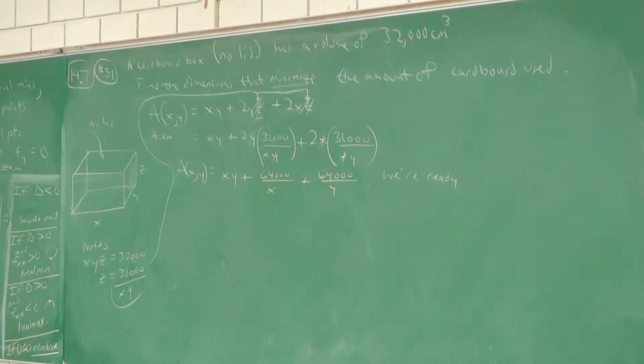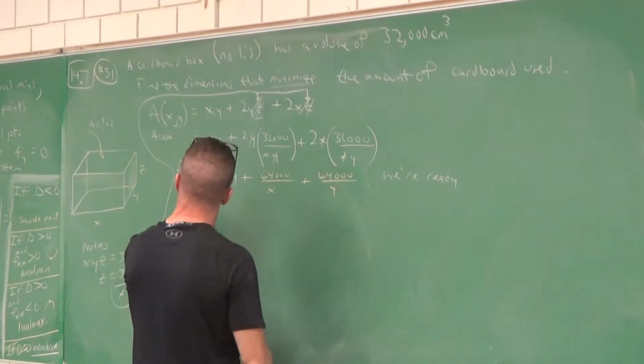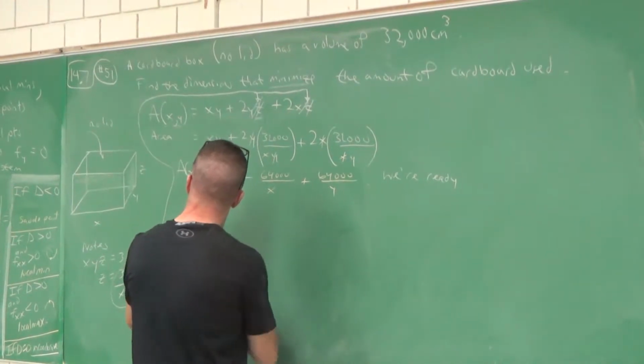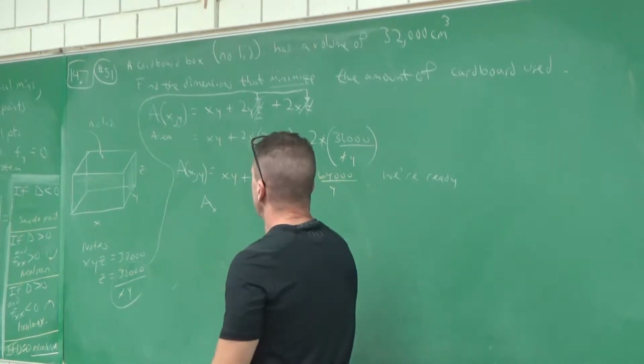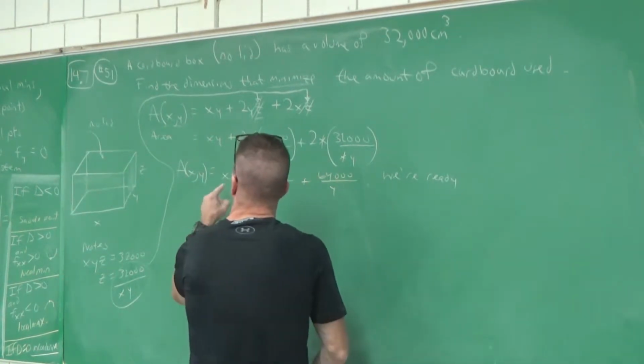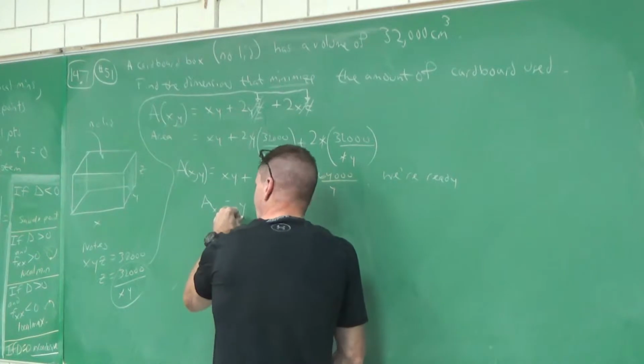Get the first partials: A sub X, the first with respect to X, and the first with respect to Y, and find the critical points. And then we'll talk about whether or not we have to do more. We're just trying to optimize this scenario here. All right, what's the first with respect to X? I'm going to call this A sub X, the partial with respect to X. Take the derivative. That would just be a Y.